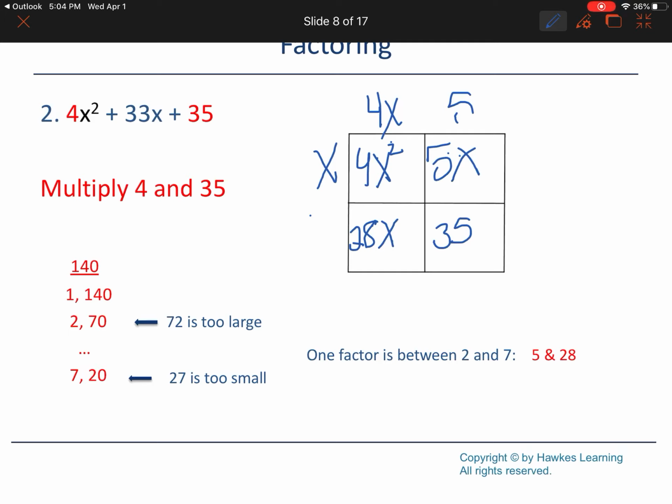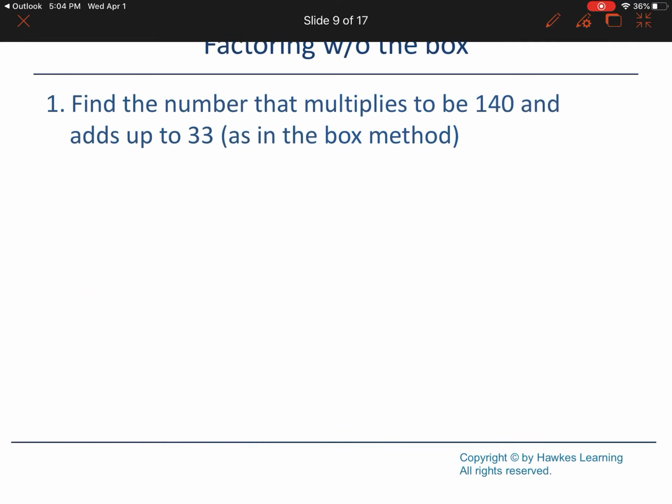So 4x times 7 would give me 28. And sure enough, 5 times 7 is 35. So I've got it. And there's our answer.